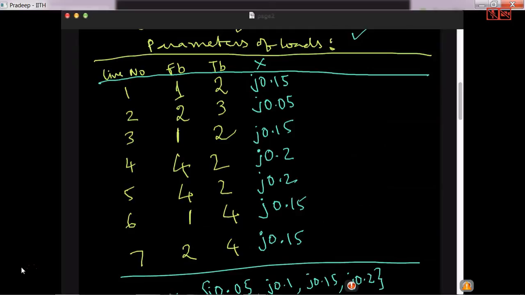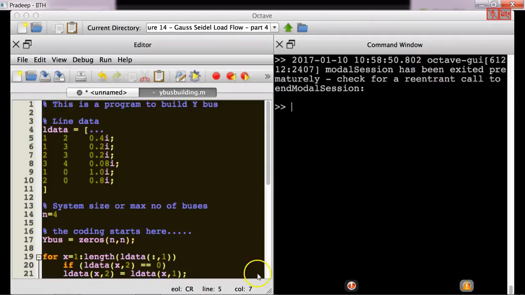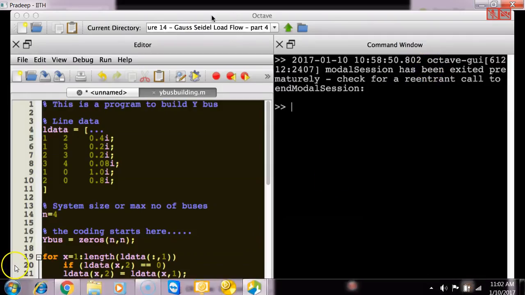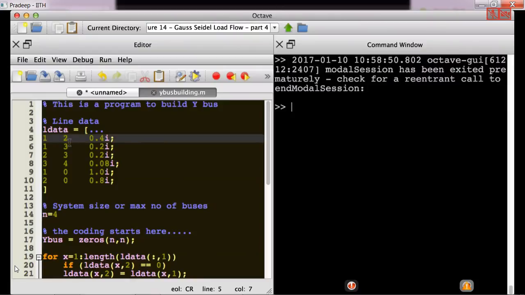So let me share that file. This is the data that you are seeing on your screen. That is from bus 1 to bus 2, and the impedance is j0.15. Like that we have 7 lines. Line number 7 is between 2 and 4. So for bus 1, this is an old file, I am just editing it, and this is the first line.